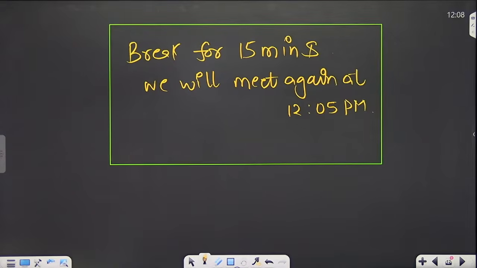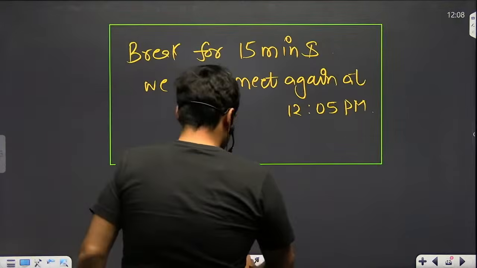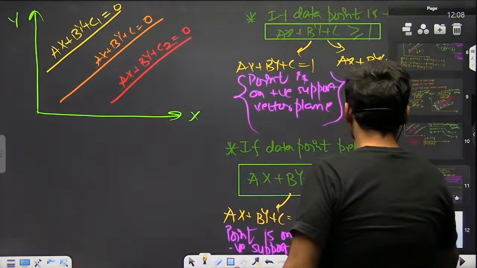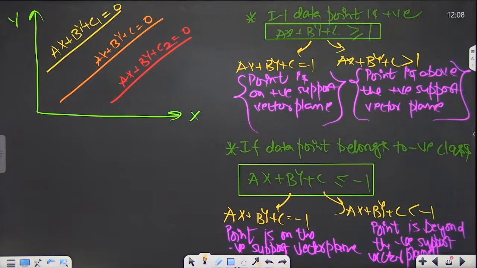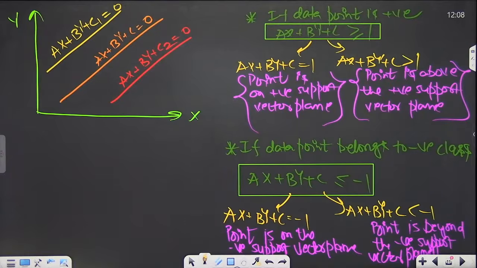Okay, let us start again. So we have discussed certain points regarding the main hyperplane equation, and we have discussed certain points regarding the support vectors, how data points are classified, and what exactly the approach is for building a support vector machine algorithm.